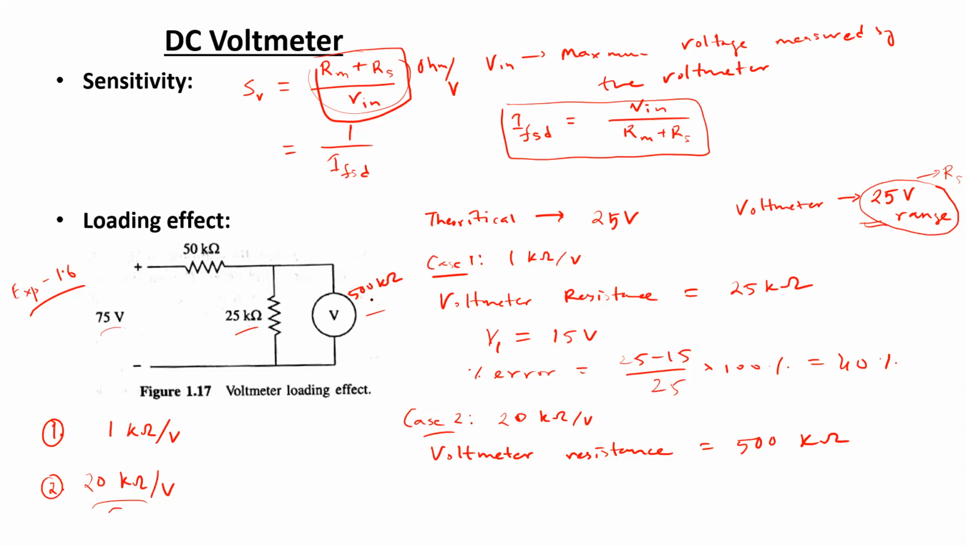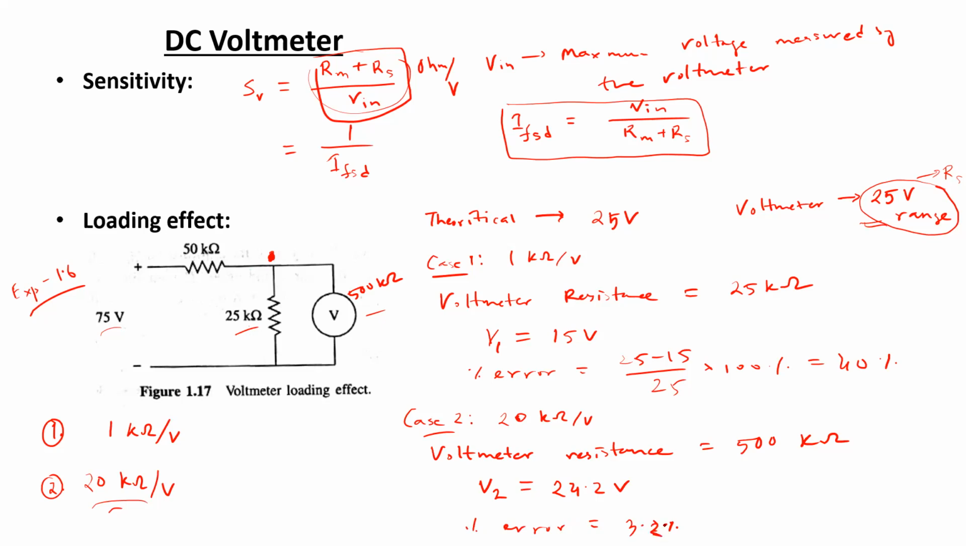So in that case, again, if the parallel combination of these two resistances is taken, then finding the voltage drop across this node using the voltage divider rule, it would be found that for this second case, the voltage across the voltmeter or this parallel branch, which is indicated by V2, would be 24.2 volts. So here the percentage of error decreases significantly, where the percentage of error is 3.2% only.